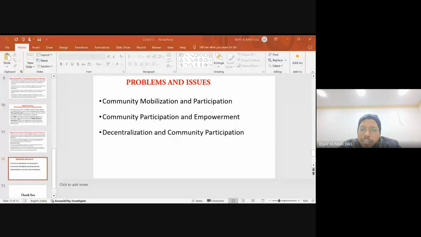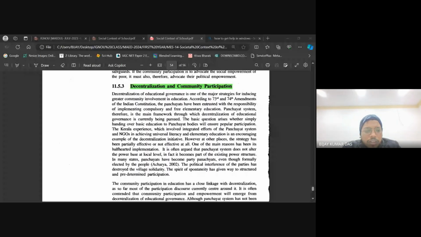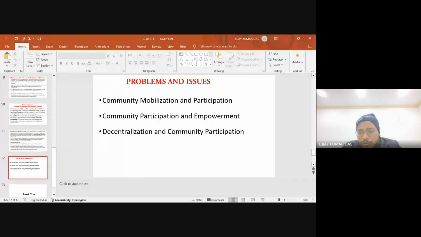The community empowerment is lacking. If community participation is to advance, to advocate the social empowerment of the poor, it must also therefore advocate the political empowerment. It's a very important thing. And we should also note the decentralization and community participation.